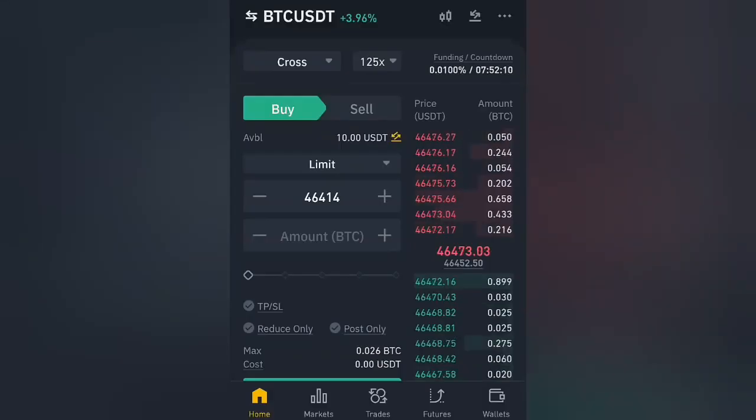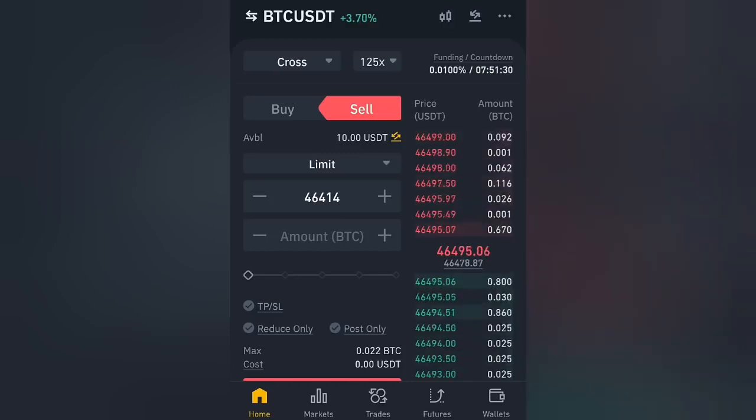Now let me show you how to short on futures. Now you will have to click on sell. Now when you click on sell, the strategy here is short selling. When you use short selling, you are making money when the price of the asset is going down.